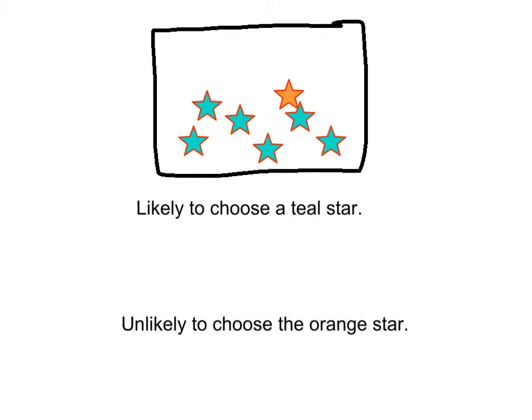Now this bag of stars is a little bit different. You'll notice here in the middle of the bag, we have an orange star, but the rest of the stars are all teal. So in this situation, I would be likely to choose a teal star. And while I'm likely to draw a teal star, I am unlikely to choose the orange star. So again, I'm likely to choose the teal star because there's a whole lot more teal stars than there are orange stars. And I'm unlikely to choose the orange star because there's only one orange star and a whole bunch of teal stars.